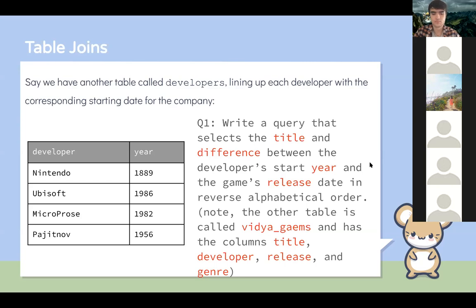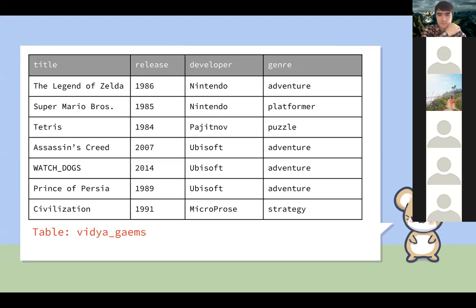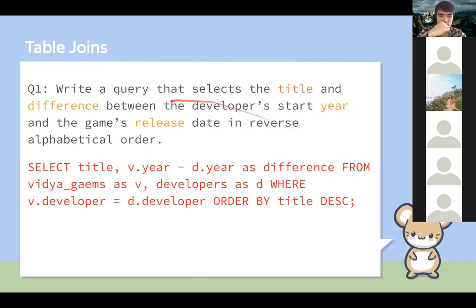Okay, let's quickly go through this together. The question asks us to select the title and difference. So again, in the select statement, we want to narrow the columns we want to extract. First is title, that's a super easy one. And the next one is the difference. Because difference isn't given to us as an exact column in one of the tables, we actually have to manually compute it, okay?